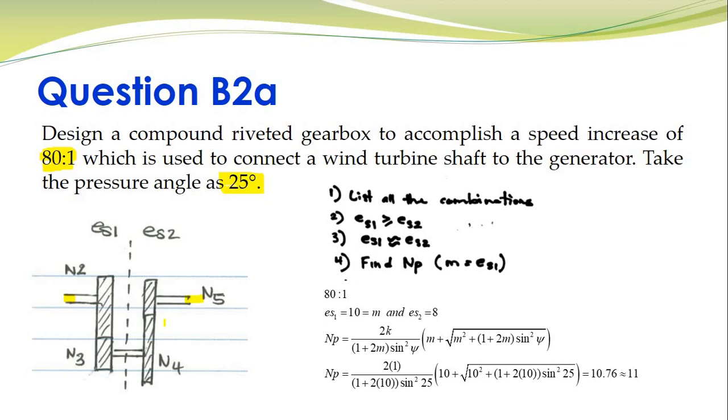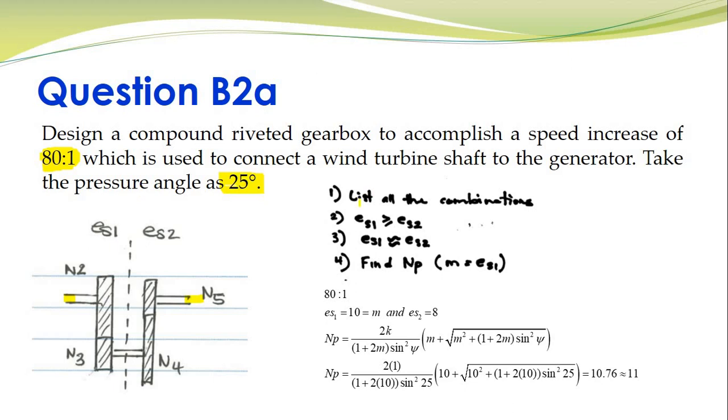Now we need to follow certain steps in order to solve this problem. As discussed in our lectures, the first step was to list all the combinations. We're looking at 80:1, so we can list all the combinations, for instance 1:80, 2:40 and so on, until we end up at 80:1.